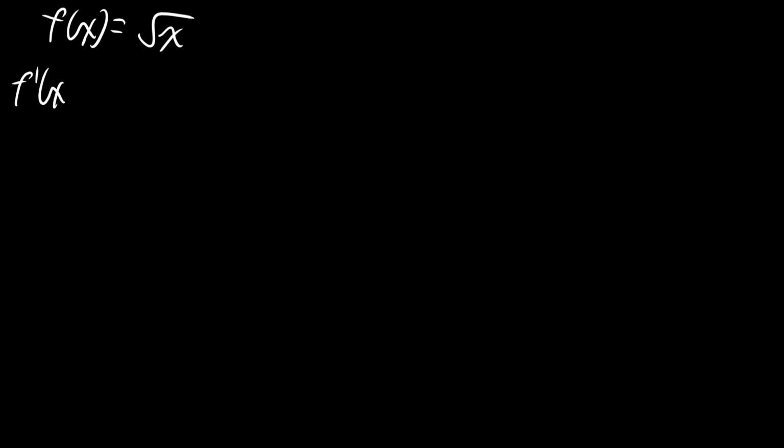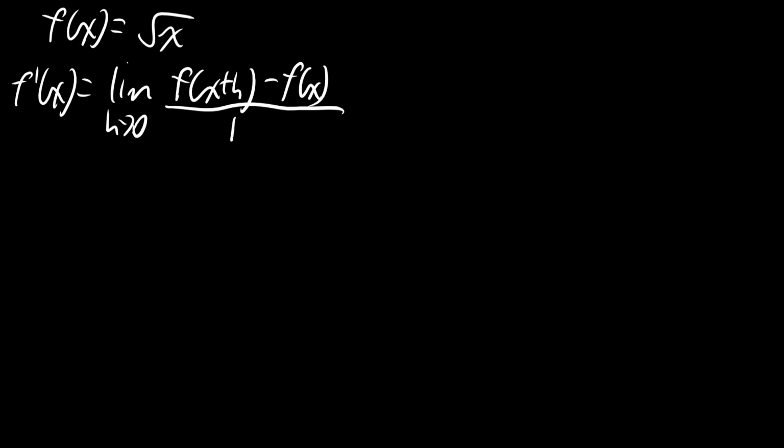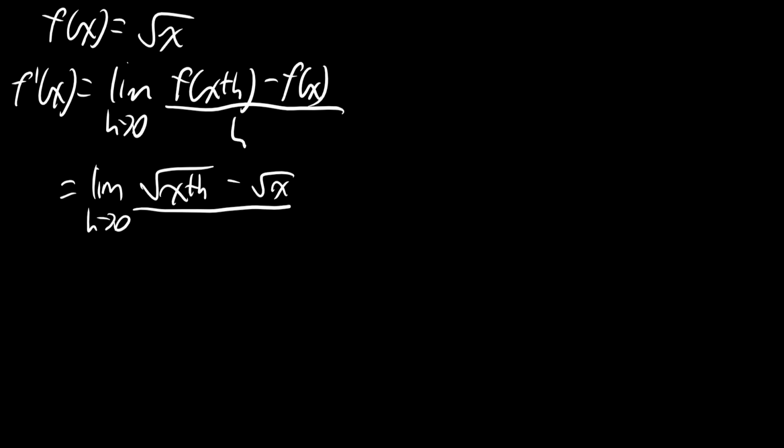Now we're going to do another one. This one's going to be a little bit more fun. We're going to do f of x is equal to the square root of x. And then we're going to rewrite the equation again. f of x plus h minus f of x over h. So we're going to directly substitute this in. Square root of x plus h minus root x over h.